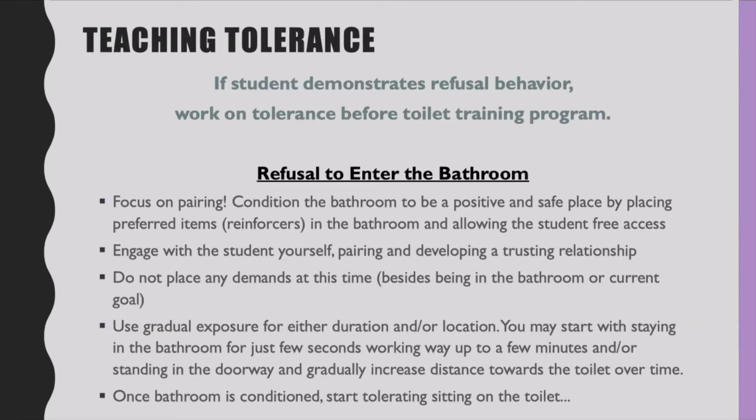You might need to use gradual exposure for either duration, so the amount of time they stay in the bathroom, or location. So you might start a student to stay in the bathroom for just a few seconds and work your way up to a few minutes. Or you might have them stand in the doorway and gradually increase distance to the toilet over time. Once the student seems comfortable and the bathroom is conditioned, you want to start tolerating sitting on the toilet.